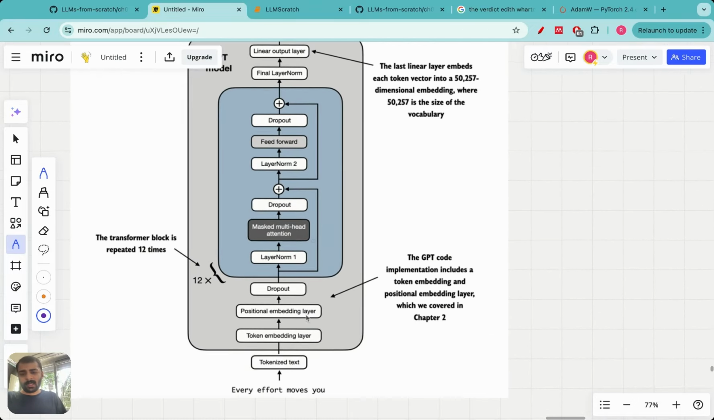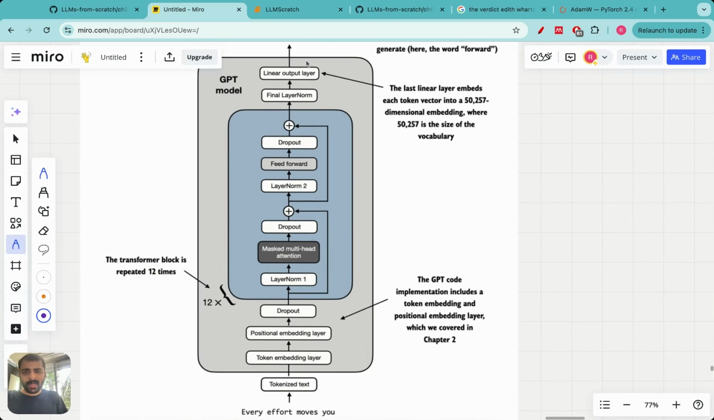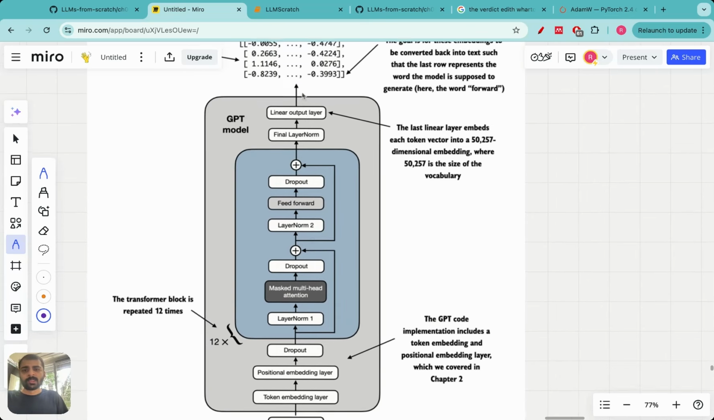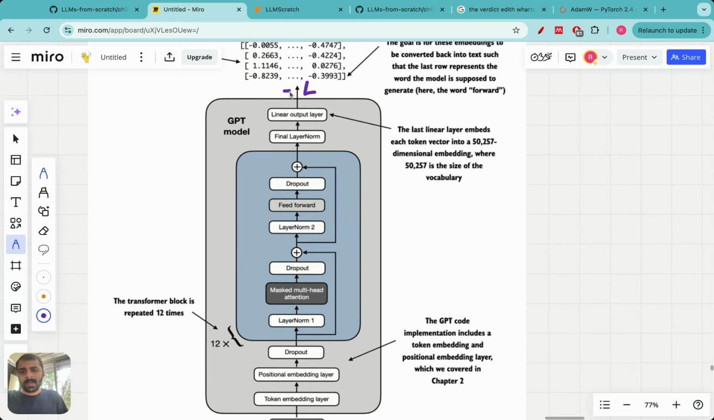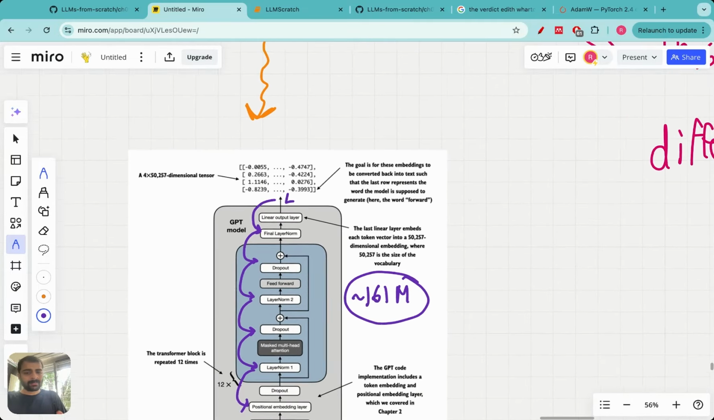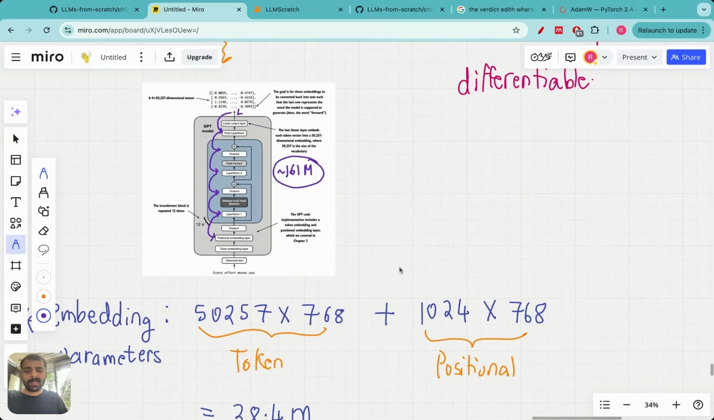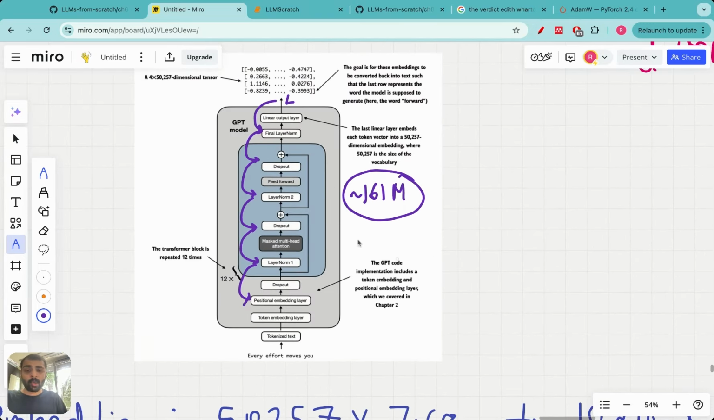If you look at the GPT model, you will see that this is the workflow, and differentiability is ensured and maintained at every single step of this workflow. So if you have the loss function over here, you can back propagate it and find the partial derivative of the loss with respect to all of the parameters which come within all of these layers. And if you add all of these parameters together, the number of parameters will be around 161 million. I'm going to show you how it comes to 161 million. But through this one line of code, loss.backward, we are essentially finding the gradient of the loss with respect to all of these parameter values, and then updating all of these parameter values.